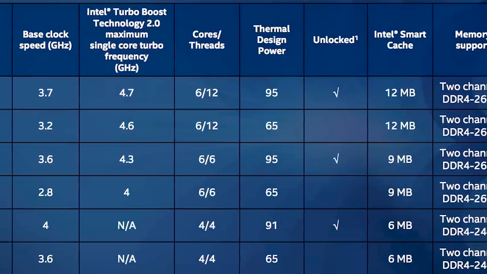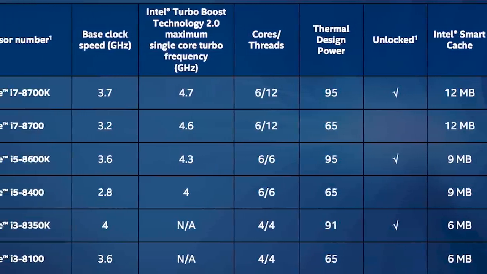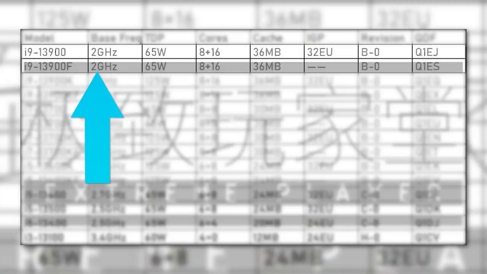They do this all the time. Lower the base frequency so you can claim it's the same TDP as last gen. But as we'll see in the next story, that's definitely not the case.